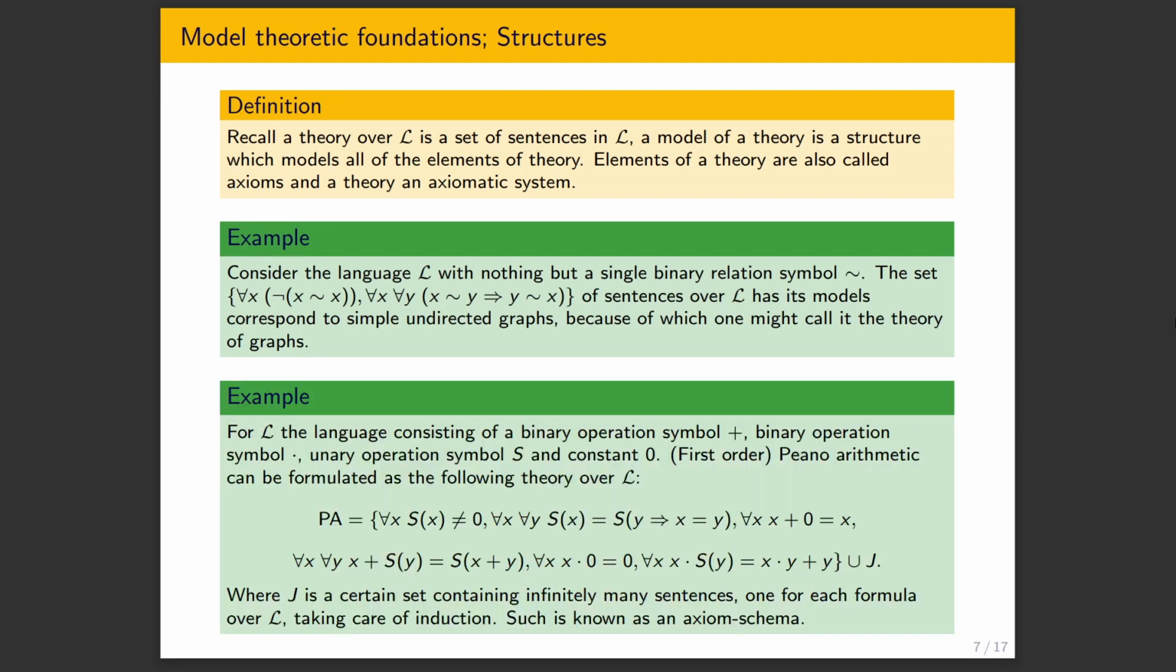Now, here's another example, maybe a more important one. It's Peano arithmetic. It can be viewed as an axiomatic system, so a set of sentences over a language which has the two binary operation symbols plus and times, a unary operation symbol successor, and the constant symbol 0. And now we can formulate Peano arithmetic as the following set of sentences, given by the following axioms. The first axiom is that for every x, the successor of x is not 0, and then for all x, for all y, that s of x is s of y.